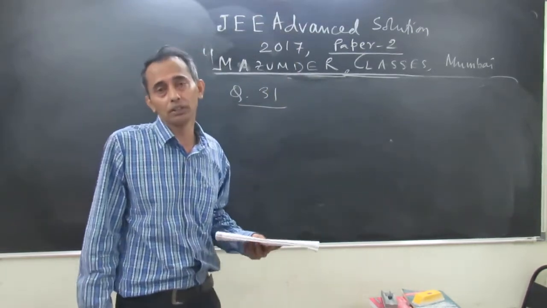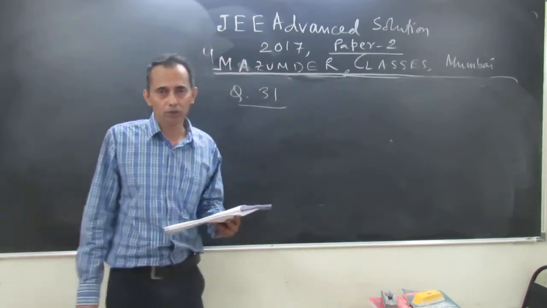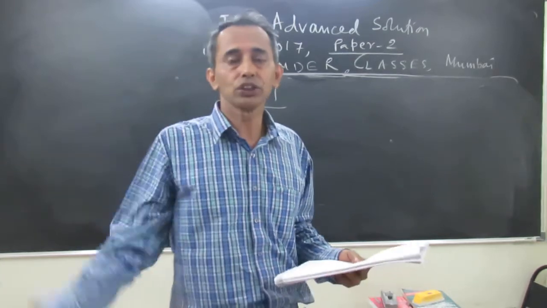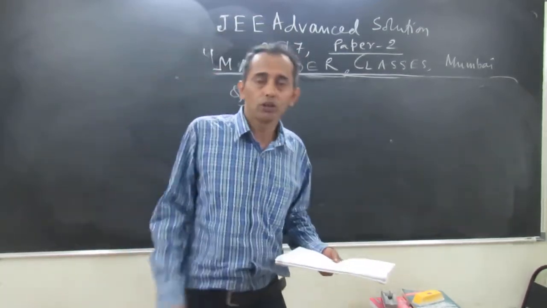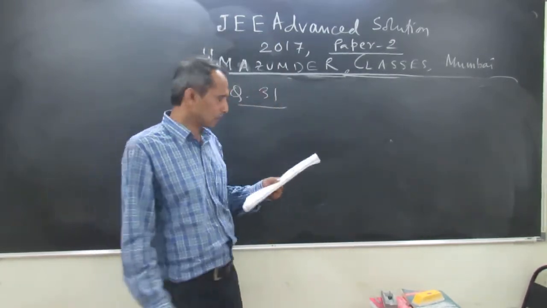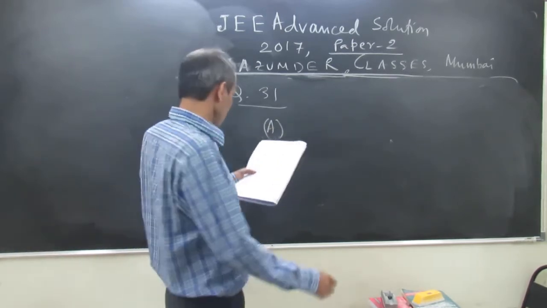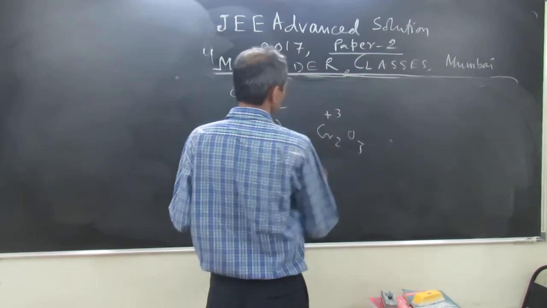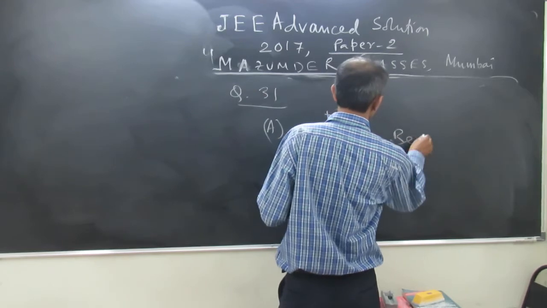This is basically the kind of question where some chemistry knowledge is required. You must know that higher oxidation state metals form acidic oxides, lower oxidation states make basic oxides, and in between they make amphoteric oxides. For example, in option A, Cr2O3 has chromium in the plus 3 state, so it is amphoteric. And beryllium oxide, BeO, is also amphoteric.